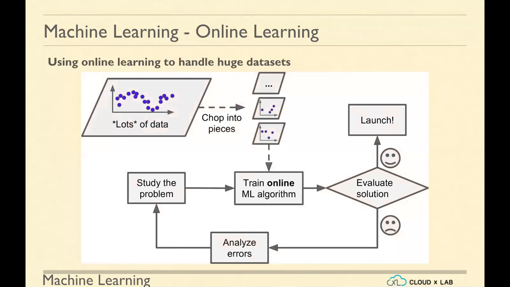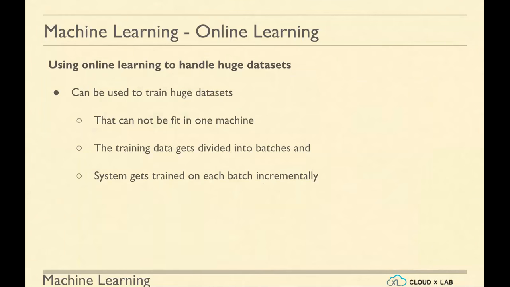Online learning can also be used to handle huge data sets. In case we have a really huge data set, we cannot use a normal mechanism. We can use online learning, meaning we break down the entire data into small pieces and start feeding it incrementally to the algorithm, and the algorithm starts learning from that. It can be used to train huge data sets that cannot fit in one machine. The training data is divided into batches and the system is trained on each batch incrementally.